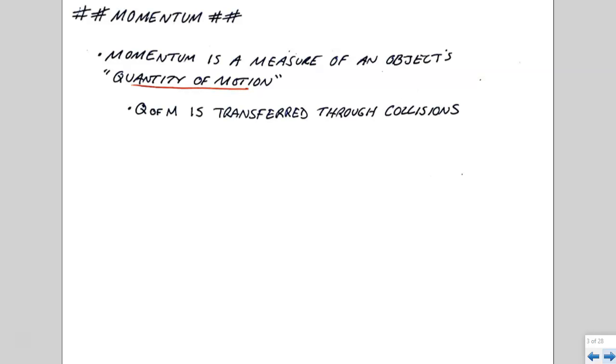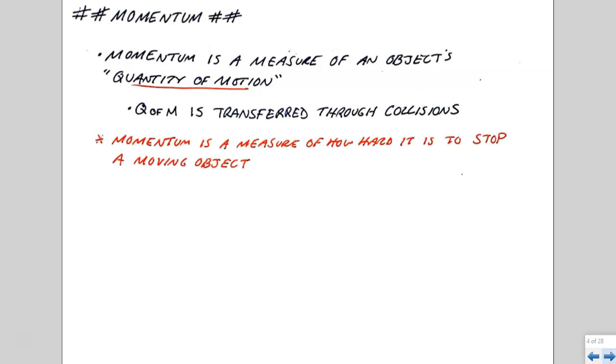An easy way to quantify how much momentum an object has is as a measure of how hard it is to stop the moving object. Football is a good example of this. The bigger a running back is and the faster they're moving, the greater their quantity of motion, the more momentum they have, and the harder it is to bring them to a stop.